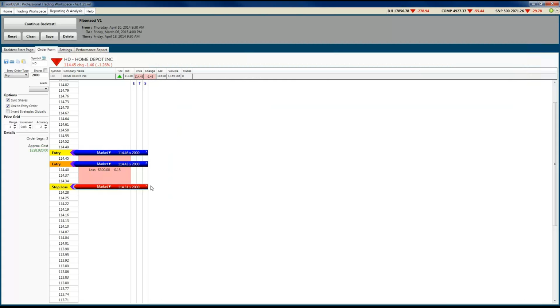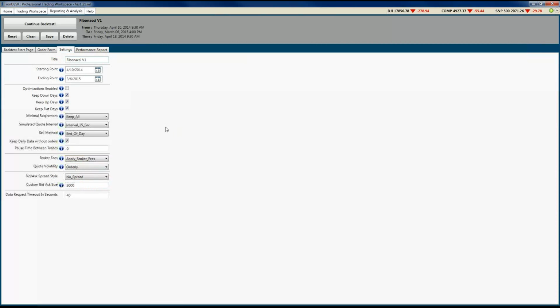So we've set up our legs, and we're going to back test a few days, and I want to show you the behavior here. Many of you have seen the back test. There's probably a few of you on the line that actually architected the back test for me. We have the calendar here, a starting point and an ending point, and the speed of the simulated quote interval, which determines the accuracy of the back test.